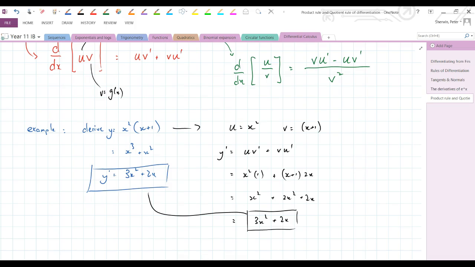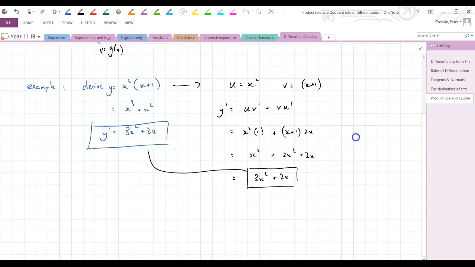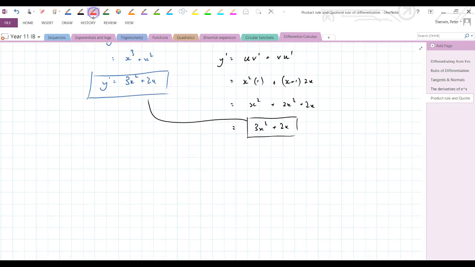Right, let's do some examples. The most useful when you find the derivative of, right, let's go with textbook examples.